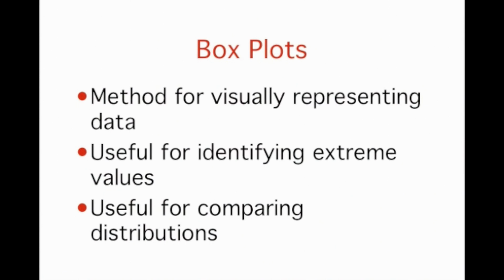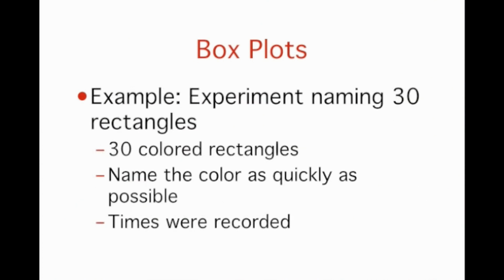We've already discussed techniques for visually representing data, such as histograms and frequency polygons. In this section, we present another important method called box plots. Box plots are useful for identifying extreme values called outliers and for summarizing and comparing distributions. We will explain box plots with the help of data from an in-class experiment.